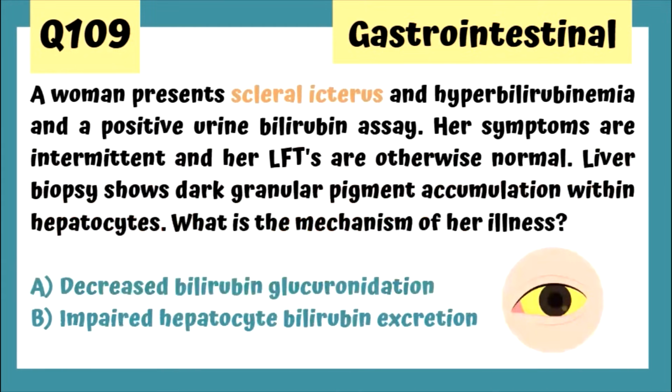All right. Question 109. A woman presents with scleral icterus and hyperbilirubinemia and a positive urine bilirubin assay. Her symptoms are intermittent and her LFTs are otherwise normal. Liver biopsy shows dark granular pigment accumulation within the hepatocytes. What's the mechanism of her illness?